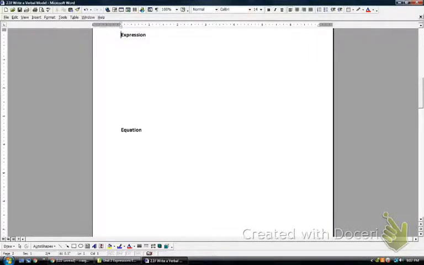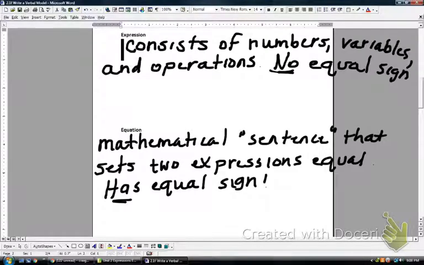We have talked about expressions and equations before. An expression consists of numbers, variables, and operations. It has no equal sign. An equation is a mathematical sentence that sets two expressions equal, and it has an equal sign. So go ahead and write those definitions down, and I will too. So I have written the definition for expression, and I have written the definition for equation. And then I'm going to go ahead and give some examples.